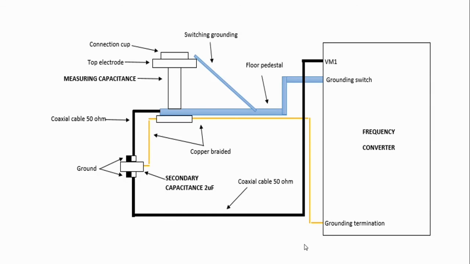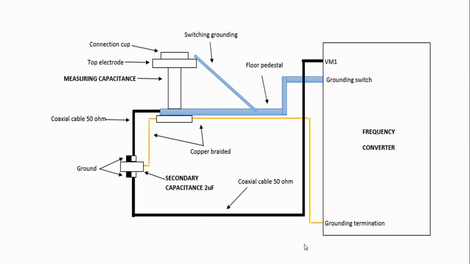Add the female connector to the male BNC coaxial cable. Before connecting the coaxial cable, we need to make sure that the female connector and ground point are connected properly at the secondary unit capacitance. The other side of the secondary unit capacitance is connected to VM1 at the frequency converter using the other coaxial cable. The floor pedestal that is attached to the measuring capacitance will connect to the grounding switch at the frequency converter.